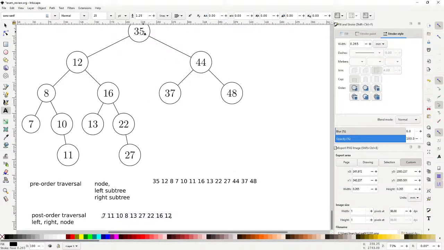And then here, are we going to print out 35? The answer is no. We don't print out 35. We go right. But do we print out 44? No. We go left. We print out 37. Then we return up to 44. Do we print out 44? No. We go right. Print out 48. Then finally return for the last time to 44. We print out 44, and then 35.